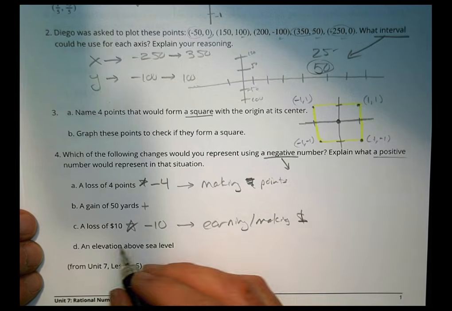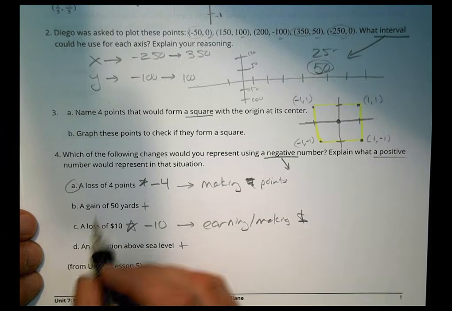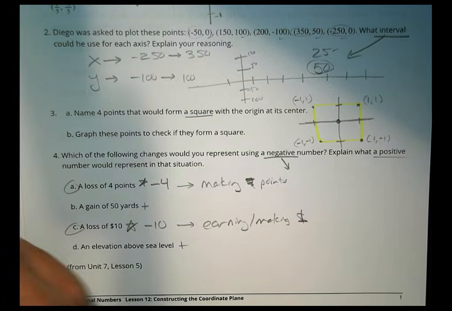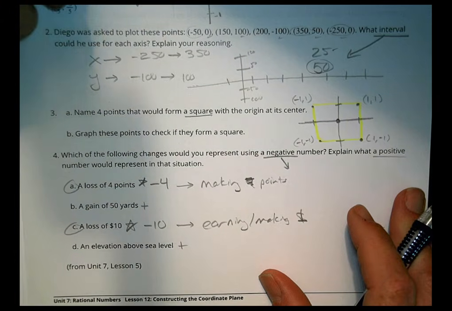Okay? Elevation above sea level, again, that's above, so it's already positive. We wouldn't use that there. So let's go with A and C as the best things to use. Alright, and our next one, 5.